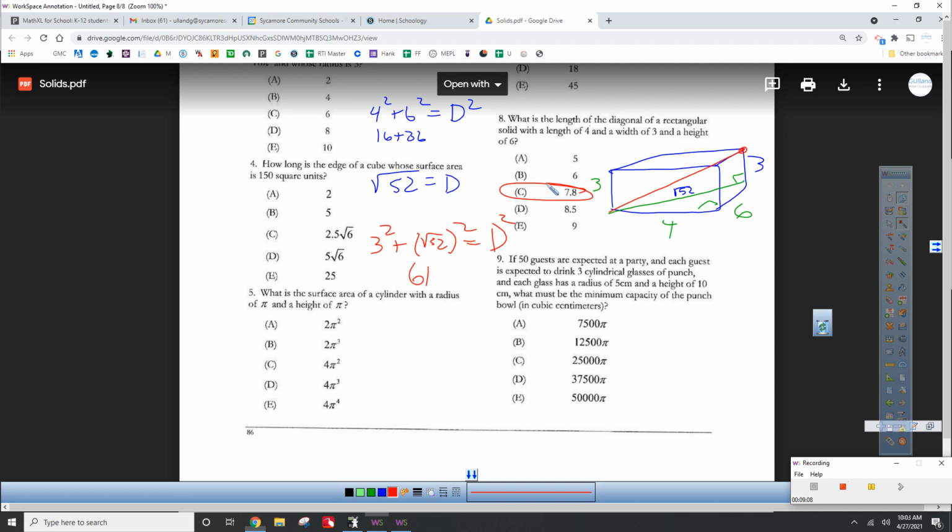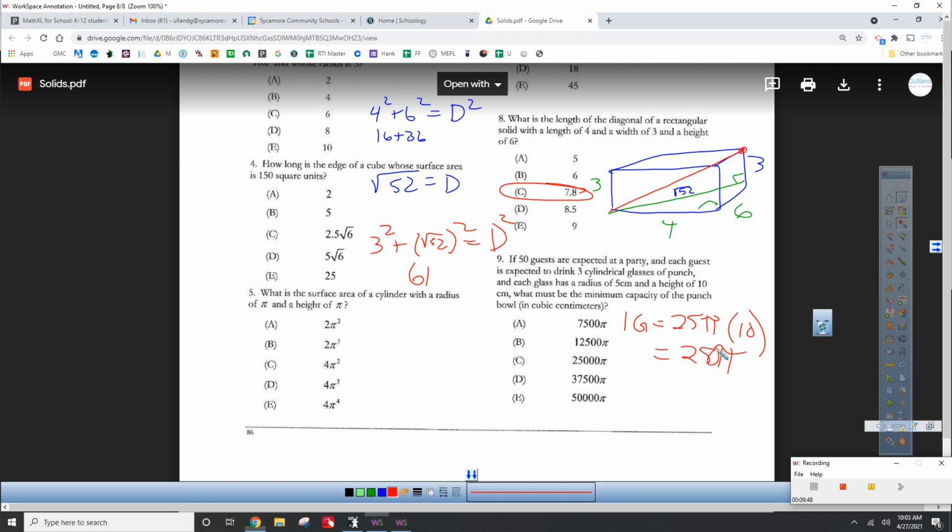Okay? If 50 guests are expected at a party, and each guest is expected to drink 3 glasses of punch, let's go. Each glass has a radius of 5 centimeters and a height of 10 centimeters. Okay, so we just need to know how much punch we need. Okay? 50 guests. 1 glass. What's 1 glass? What's the area of the base? So 25 pi times the height, which is 10. So 1 glass is 250 pi, excuse me.